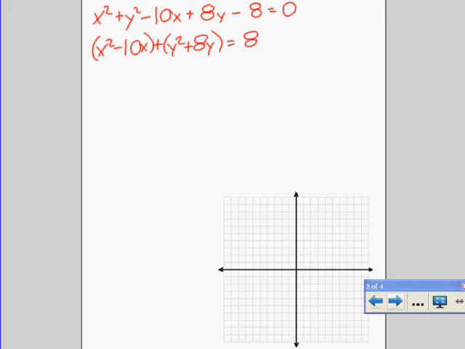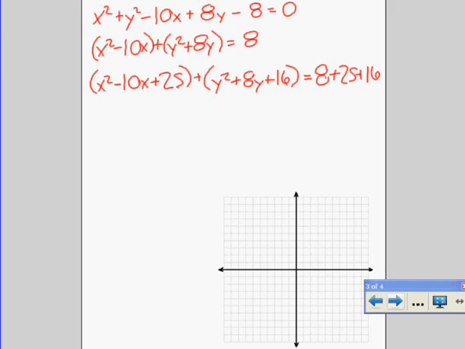Next, I'm going to complete the square on the x's by taking half of 10, which is 5, and squaring it. That makes 25. I'm going to do the same thing with the y's. I'm going to take half of 8, which is 4, and square it, which is 16. I still have an 8 on the right side, but to keep things balanced, I also need to add a 25 and a 16.